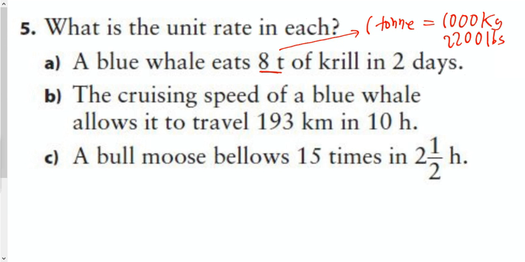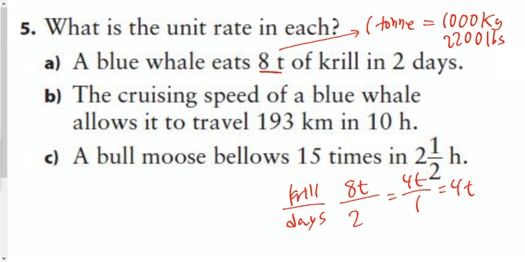So unit rate, we're going to do krill over days. You could do days per krill. You can see how long does it take it to eat 1 ton of krill. You could do that. But we're going to use this one. So 8 tons in 2 days is going to be 4 tons in 1 day, or it eats 4 tons of krill per day. That's an easy one. You could probably do that in your head, no problem.